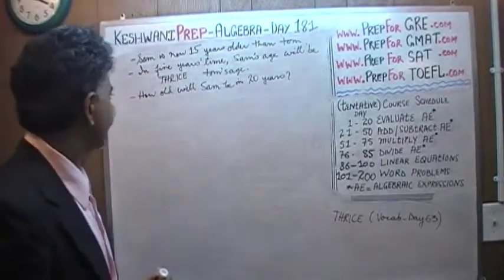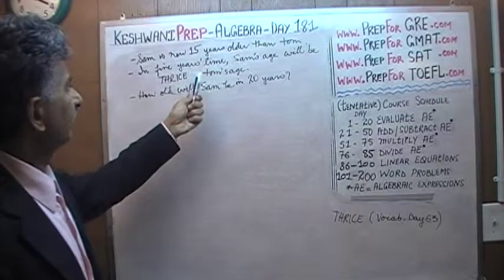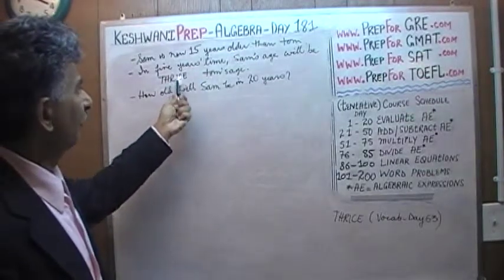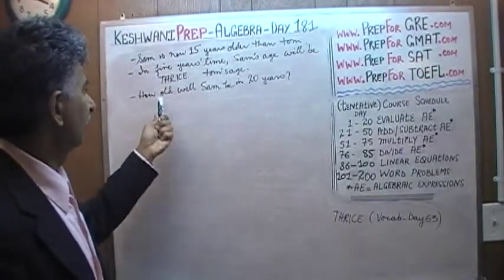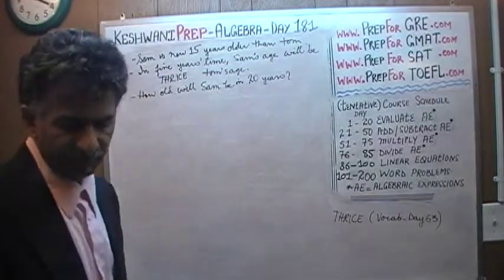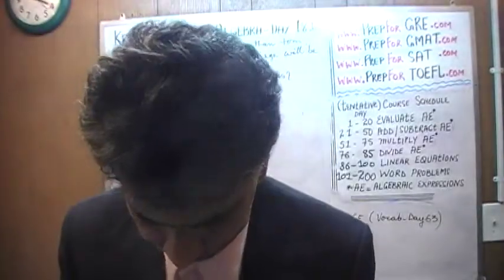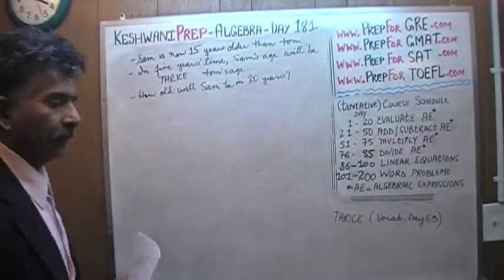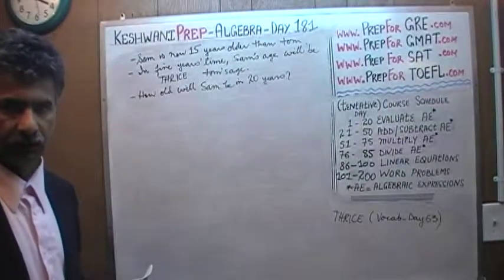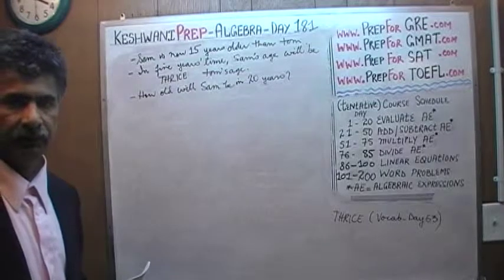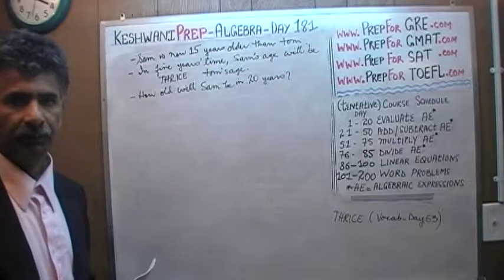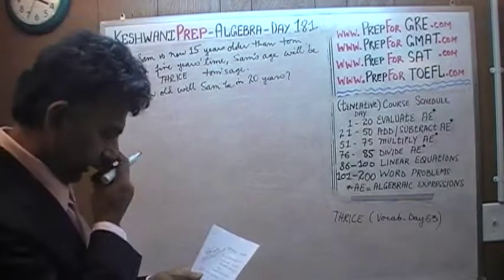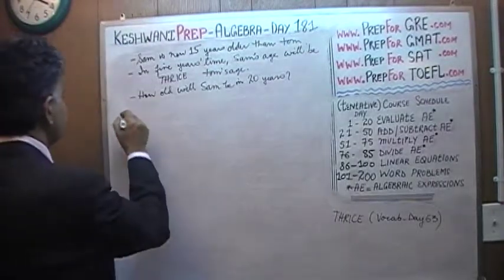Anyway, enough said. So, in 5 years' time, Sam's age will be 3 times Tom's age, thrice Tom's age. So the question simply is, how old will Sam be 20 years from now? Let's do it then. Pause the video, solve the question yourself first. Once you have the answer, then you can compare your work against the work that we're going to do together. Okay, as always, here's the solution.